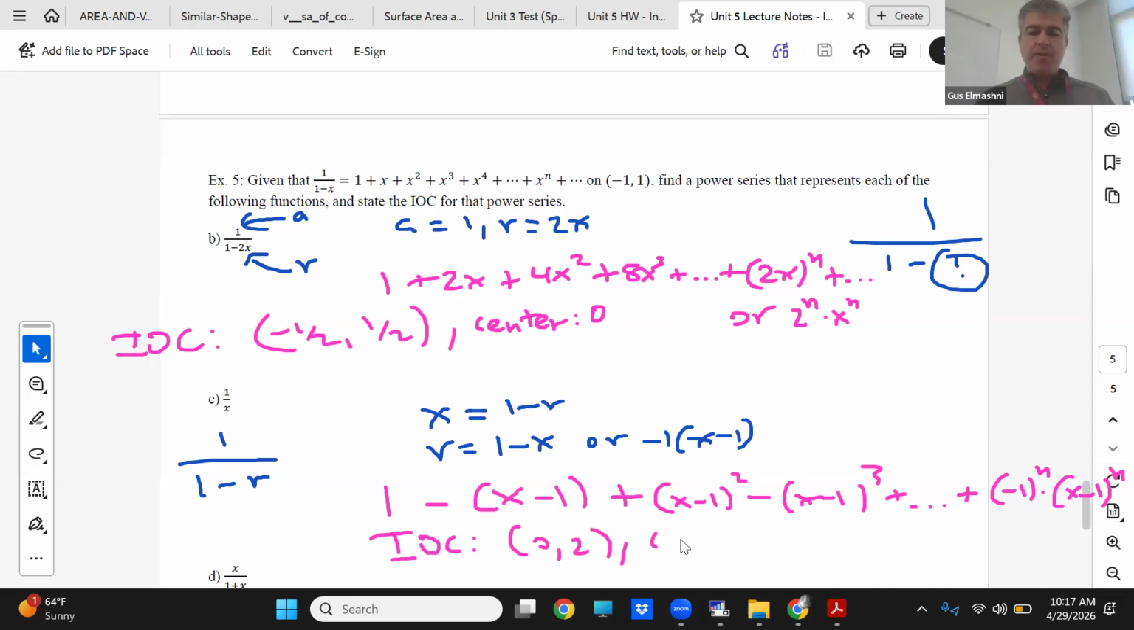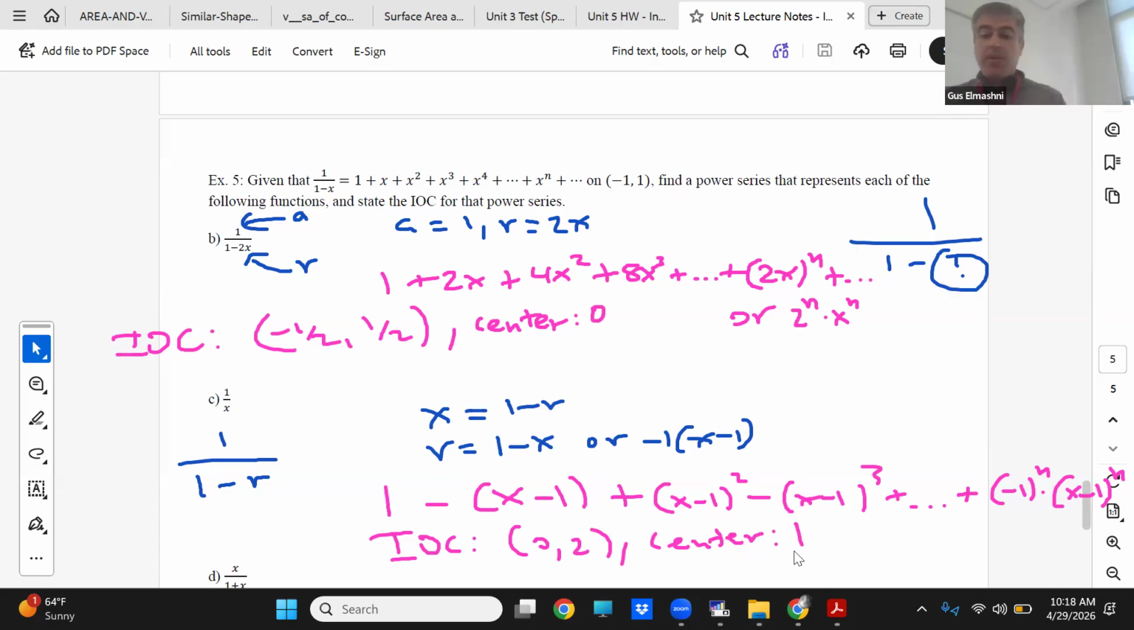And your center is at 1. So what I'm giving you guys is kind of like the foundations or the building blocks that you'll need for the series stuff in AP Calculus BC, just to get in a habit of writing these things like this.